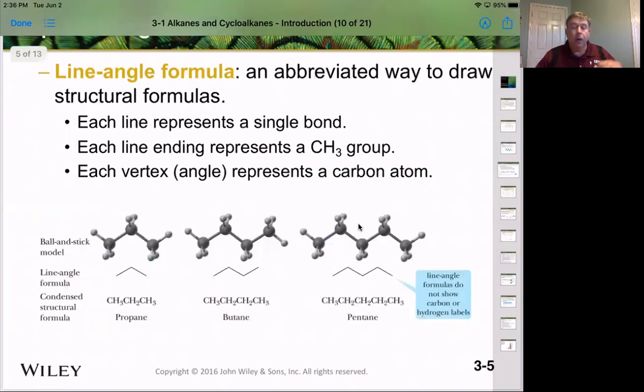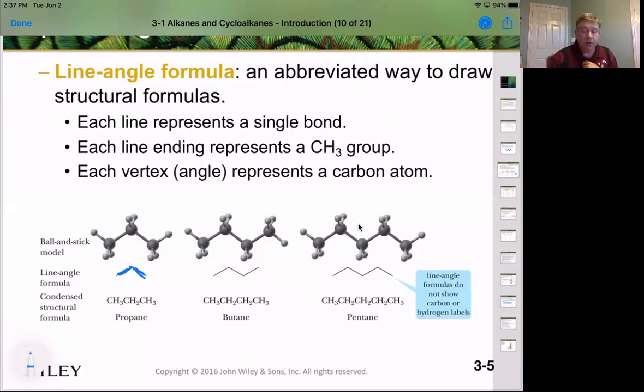Okay, so when we do draw these things, we can draw them out as CH3, CH2, CH2. However, that gets a little hard. And so what we tend to do is use what we call the line angle formula, which is an abbreviated way to draw this. So when we do this, each line represents a bond between two carbons, and the angle is the angle between the carbons that are bonded to it. If there are no other things drawn on there, we assume that the hydrogens fill in the other bonds available to it.